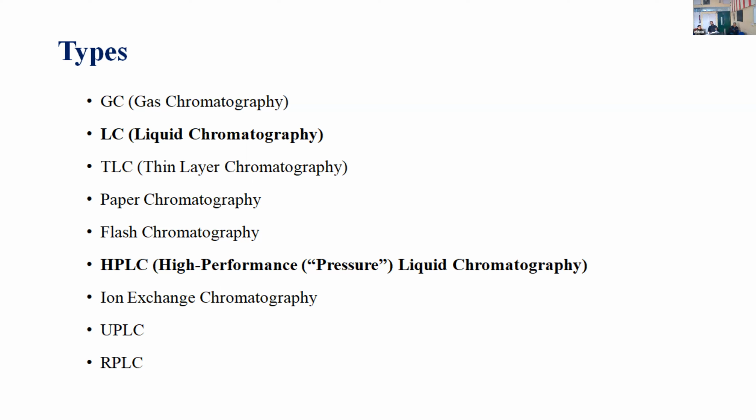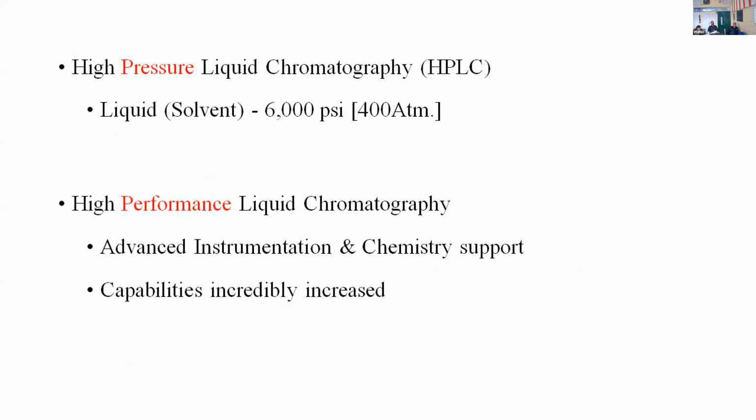And further, high performance liquid chromatography is a form of liquid chromatography, which I will discuss in detail later. Next one is ion exchange chromatography. It is used for the separation of ionic compounds. And next one is UPLC, ultra performance liquid chromatography, which is also an advanced form of liquid chromatography. And the next one is RPLC, reverse phase liquid chromatography, in which the chemistry of the column is different from normal phase liquid chromatography, which I will explain in coming slides.